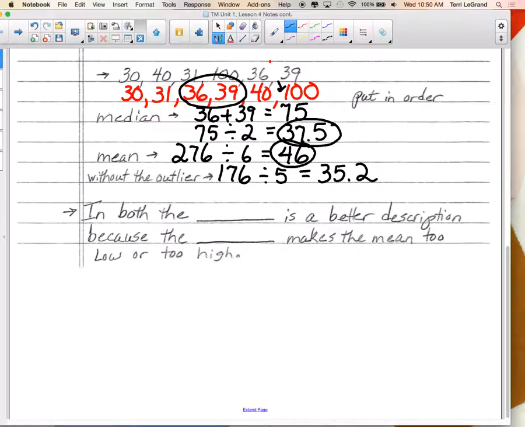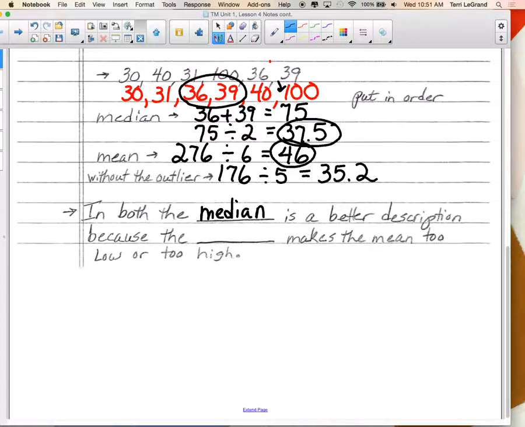So what did the outlier do to the mean this time? It made it too high. It should be more reasonable, like 35 and 2/10, 35.2. The mean here was 46. So the median was 37.5, which is much more typical of the data.